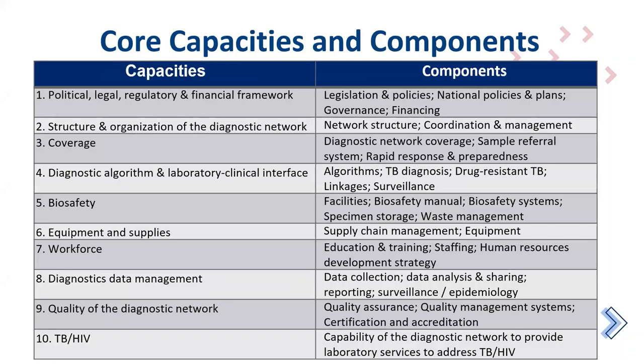So we have 10 core capacities. When we do the TB DNA, we assess 10 core capacities. Those are those core capacities. And for each core capacity, we have the specific components. For example, for the core capacity 7, workforce, we look at those three components: education and training, staffing, human resources development strategy. For the core capacity 9, quality, we look at the quality assurance at the lab levels. We look at the quality management systems and also certification and accreditation. Next slide, please.